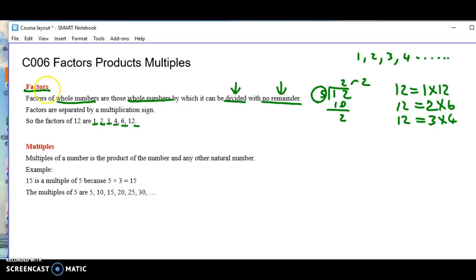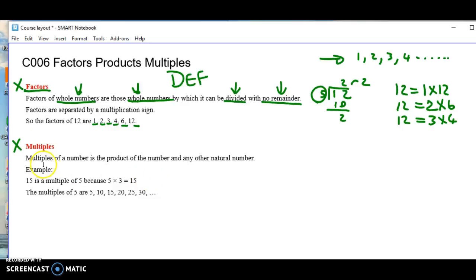Very important. You must study the term and understand that we're talking about whole numbers. We divide a whole number by another whole number and there's no remainder. That's the definition. We must memorize this, drill this into your head. I'm going to show you later on how easy it is to find the different factors of numbers. The next one is multiples.